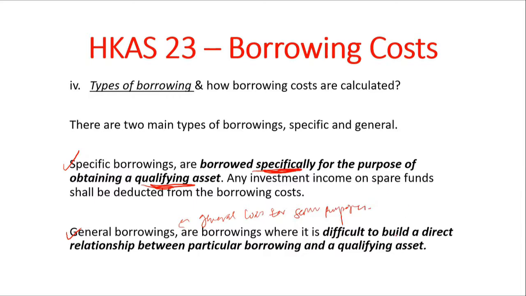Therefore, if you look at it in proper accounting terms here, it's difficult to build a direct relationship between a particular borrowing and a qualifying asset. It's hard to build a direct relationship between a particular borrowing and the qualifying asset, because as I said, those general borrowings could be for several purposes.